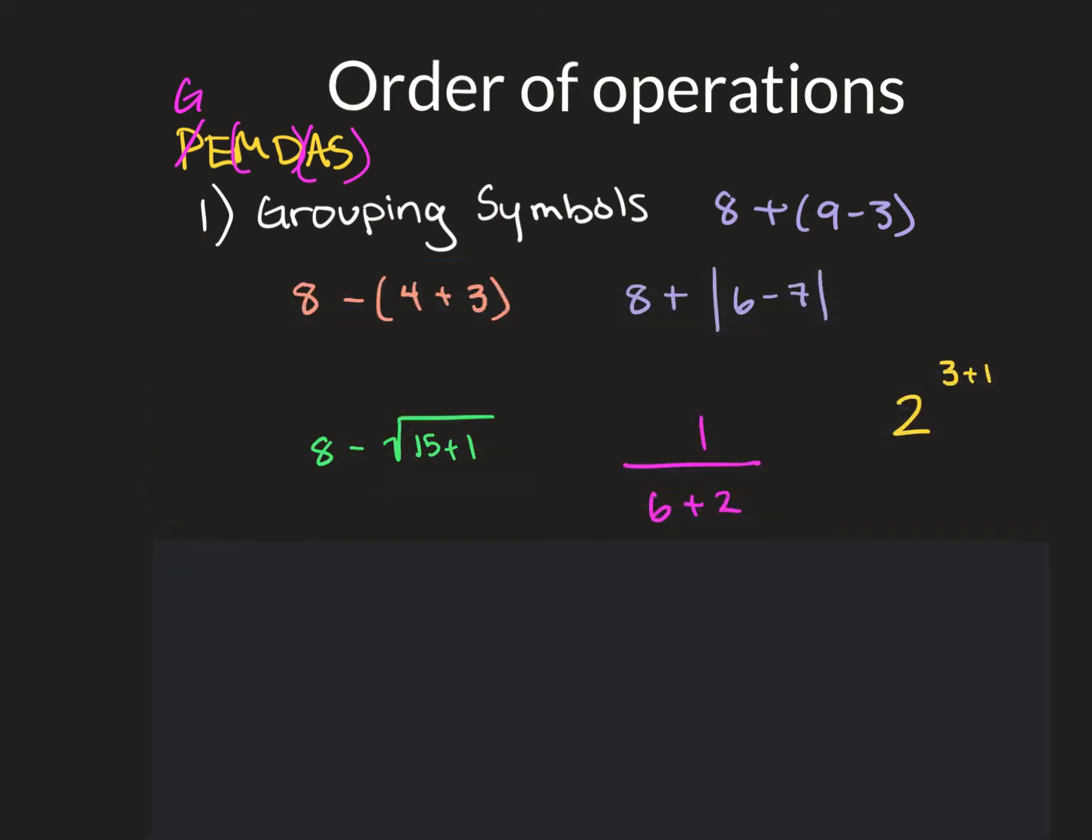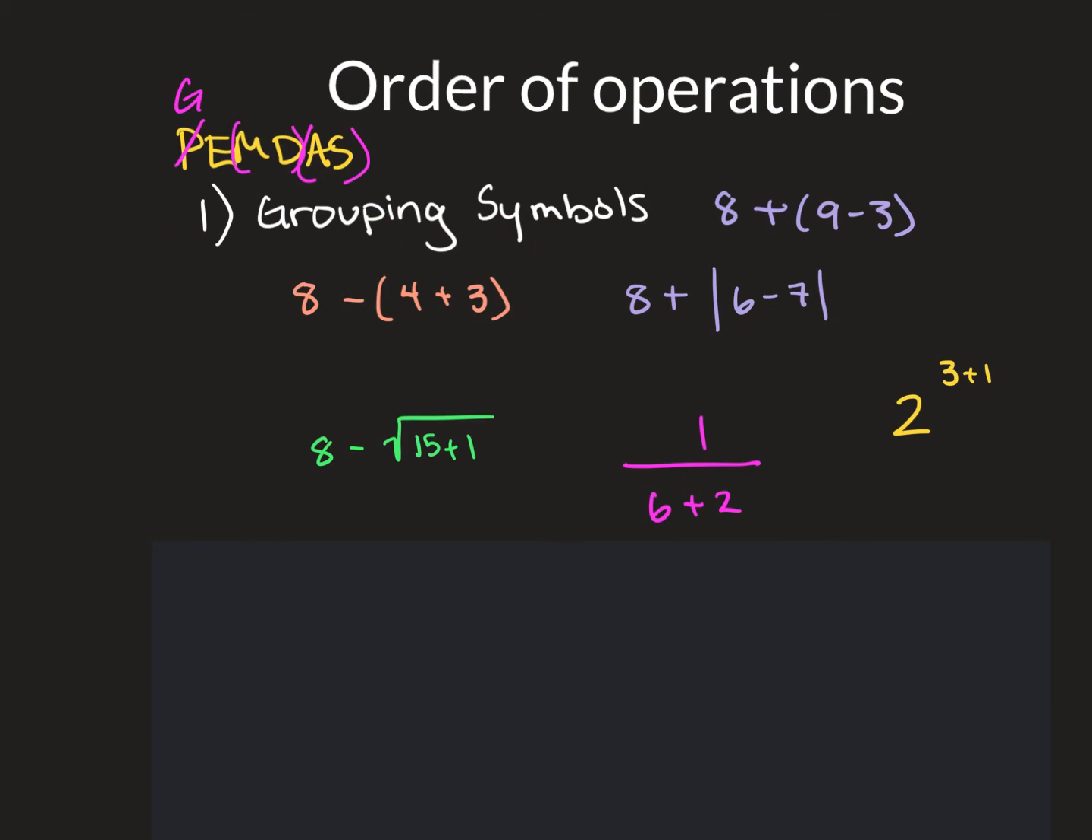For example, obviously parentheses, absolute value also is a grouping symbol, so here you do the 6 minus 7 first. Underneath the square root, you would do the 15 plus 1 first. This fraction bar is acting like a grouping symbol, and so you do 6 plus 2 first. And then here, where there's nothing else, but it's both in the exponent, you do 3 plus 1 first. So first thing, grouping symbols.